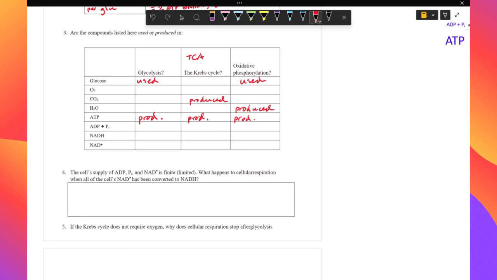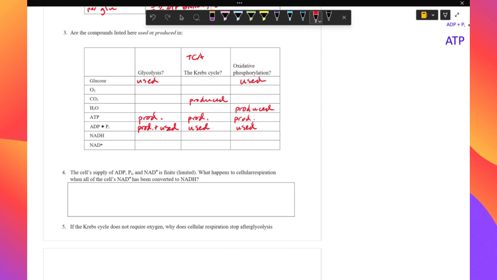So ADP, adenosine diphosphate, plus Pi, that's inorganic phosphate. So P with a subscript i is your inorganic phosphate. ADP and inorganic phosphate get used and produced at a lot of these steps. So it's produced and used in glycolysis. It's also produced, or excuse me, used in the Krebs cycle as a substrate. You get a unit of ATP out of that. And it's also used in oxidative phosphorylation in building up those ATP molecules.